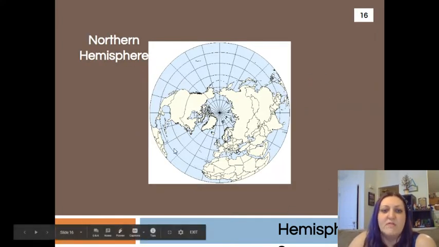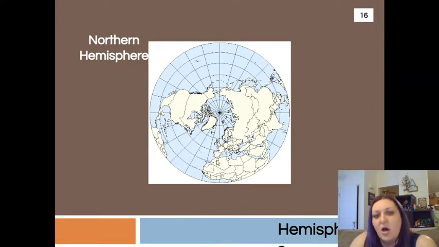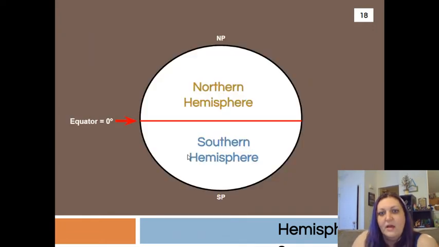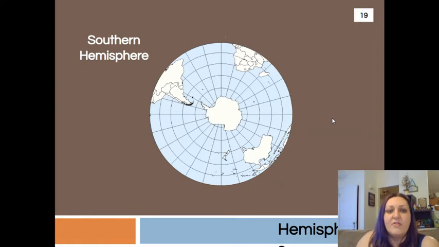So here is a picture of the northern hemisphere. Here's the United States with Canada, Mexico, and then we see Asia, parts of Africa, etc. Then the southern hemisphere is below the belt, and here's the southern hemisphere where you can see the bottom of Africa, South America, Antarctica, Australia, etc.